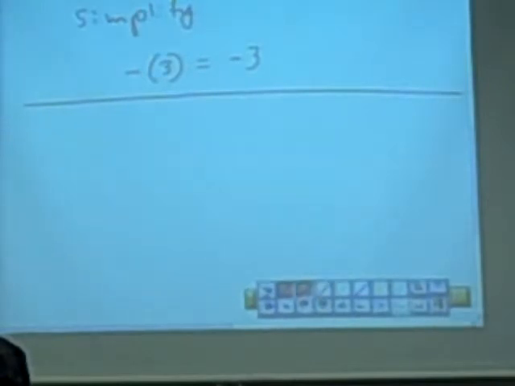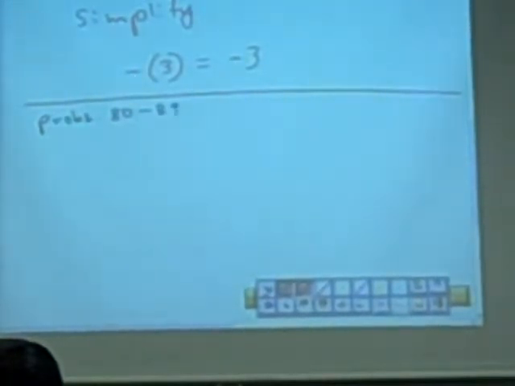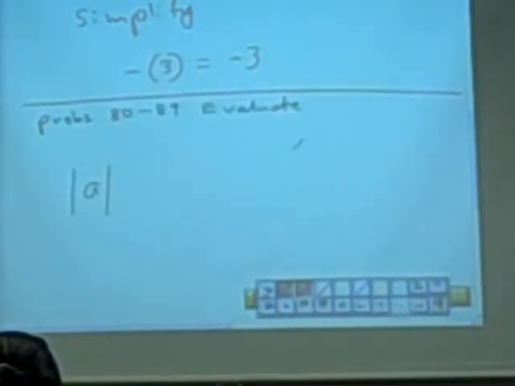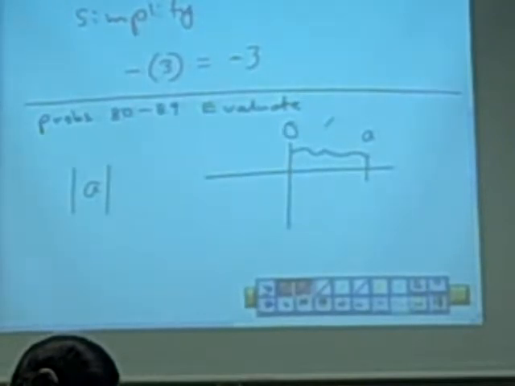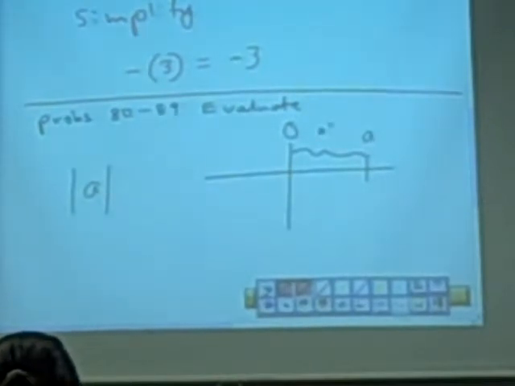Alright, and problems 80 through 89. We want to evaluate absolute values. So if we have the absolute value of a number, and we'll call this A, what we're saying here on the number line, here's 0, here's A, is A units from 0.